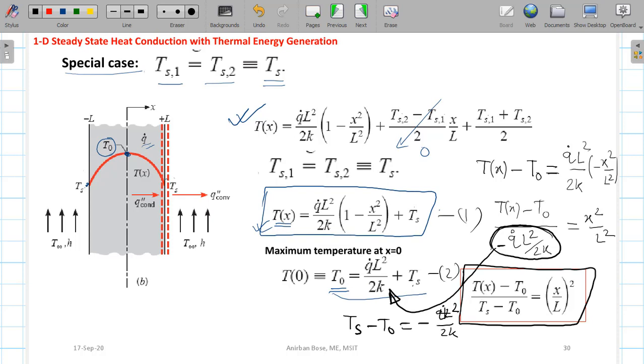Okay, so here you can see that you can find out the temperature at any position x if you know the central line temperature and the surface temperature and the position where you want to find out the temperature. Okay, so this is a very important relation.